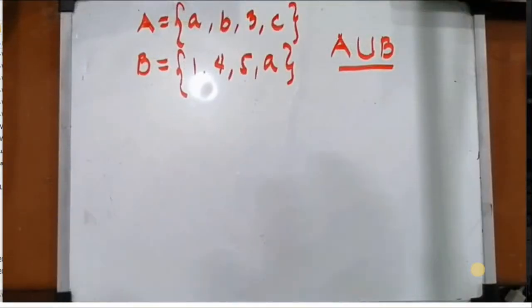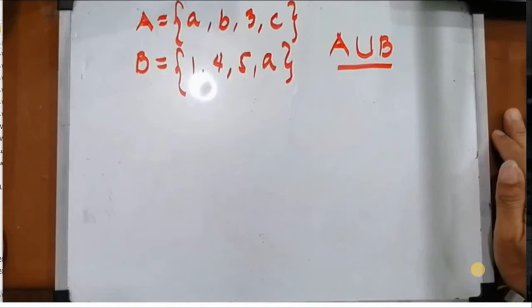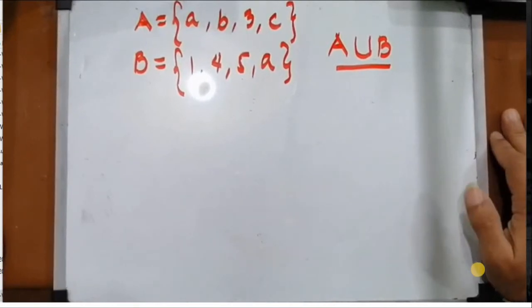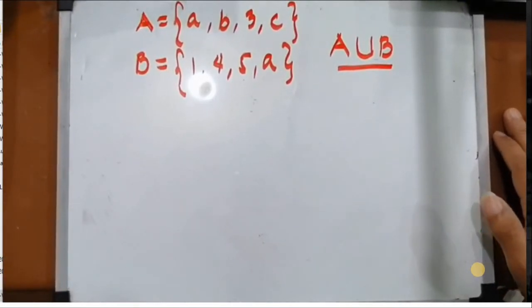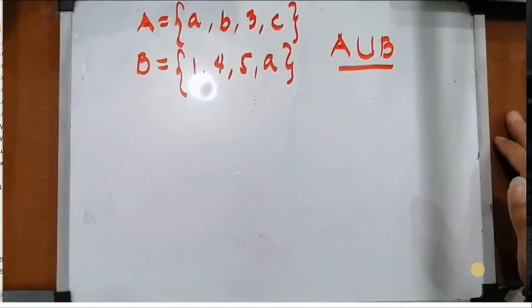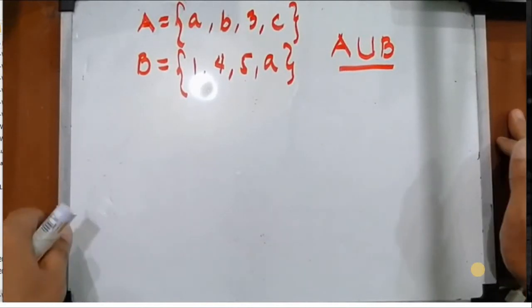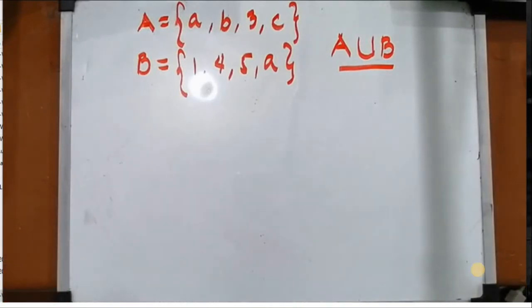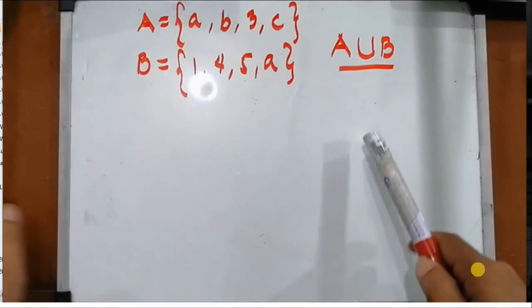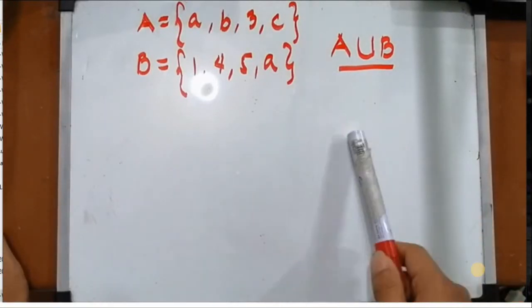Yung nakita ko kanina is yung illustration ng union of sets using the Venn diagram. This time, kita ko naman sa inyo yung union of two sets pa din, gamit yung mathematical representation. So here, we have A union B.